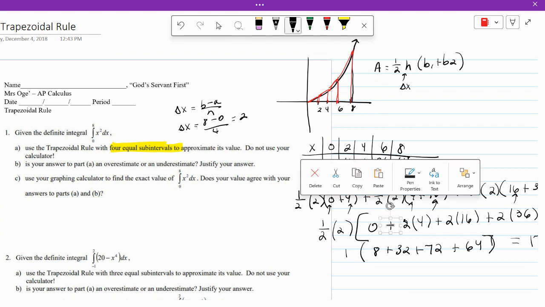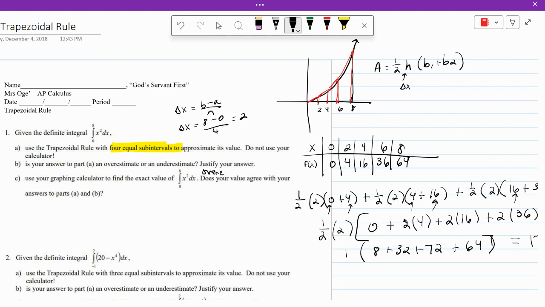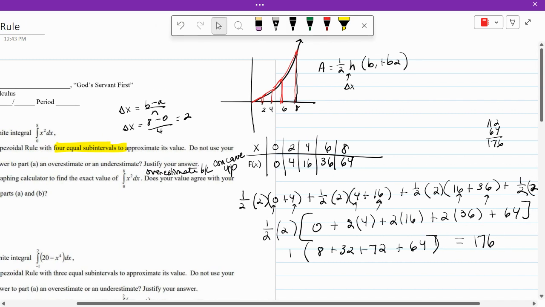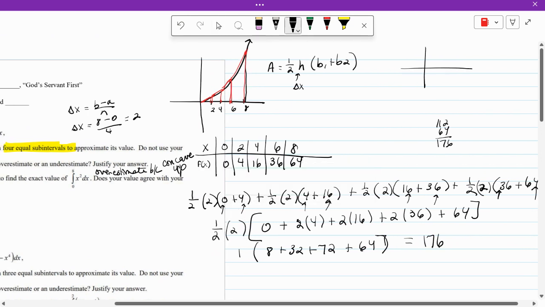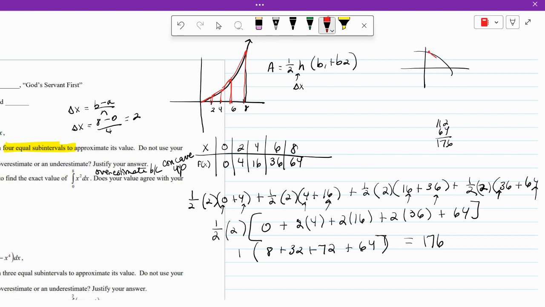I think it's because my function is concave up. Let's look at what would happen if my graph was concave down. If my graph was concave down, then I would be making trapezoids like this. That would be all under the curve. So it would be an underestimate.